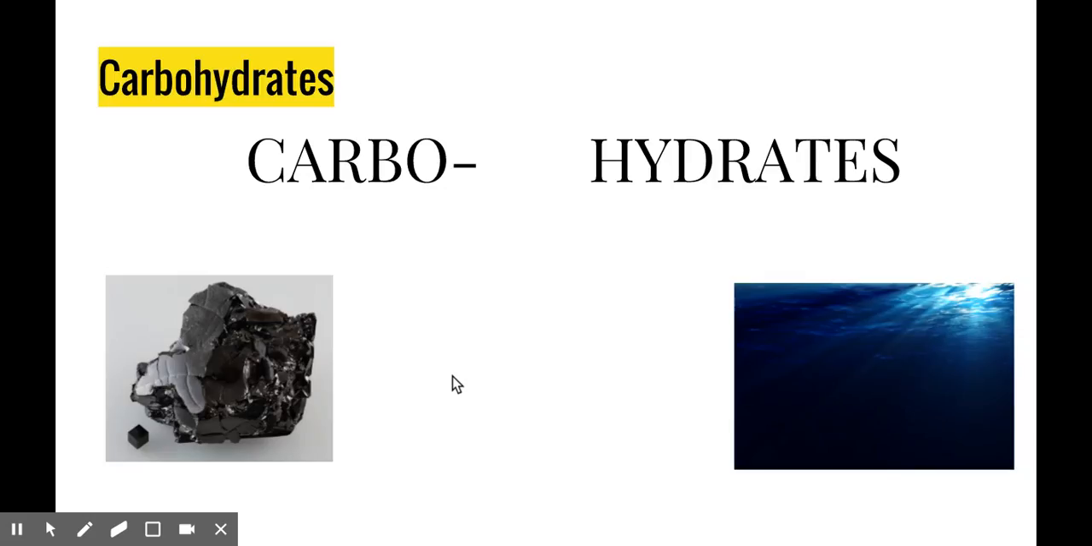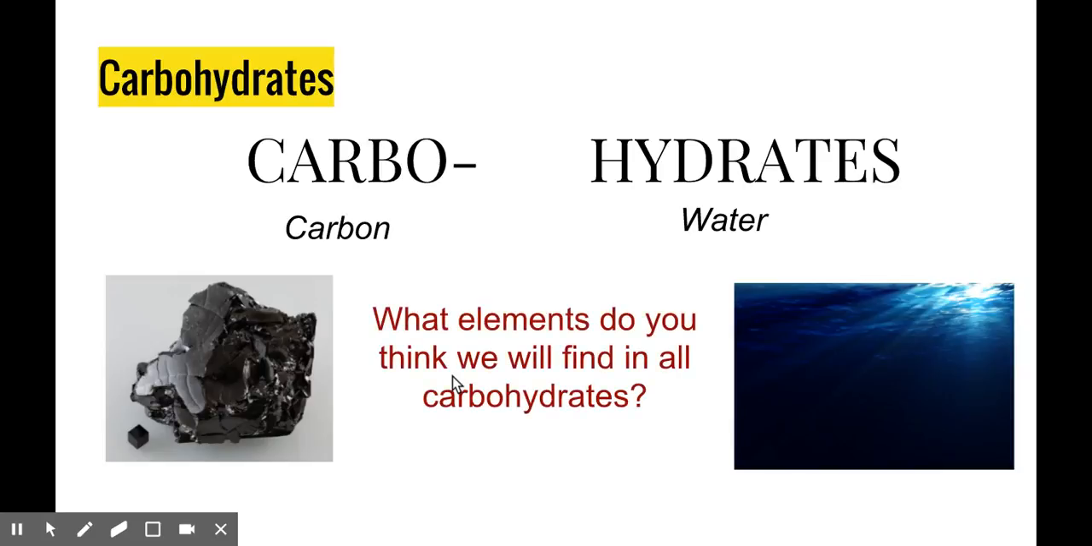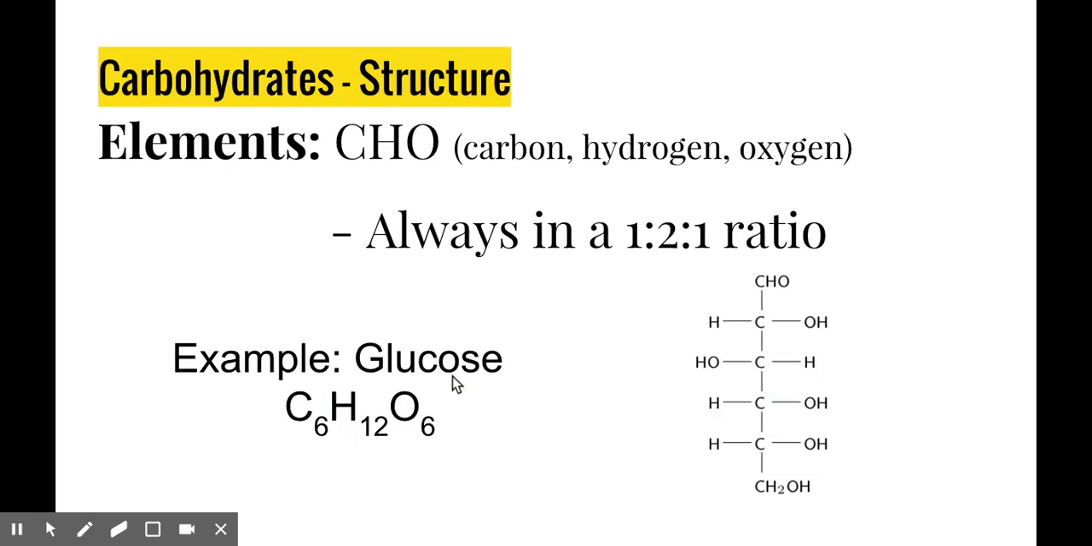We begin by looking at the word itself here. So carbohydrate, what that actually means is carbo relates to carbon and hydrate relates to water. So based on that, what elements do you think you're going to find in carbohydrates? Good, so hopefully you were able to figure out that it's going to be carbon for carbo and hydrate, so H2O. So we're going to get hydrogen and oxygen.